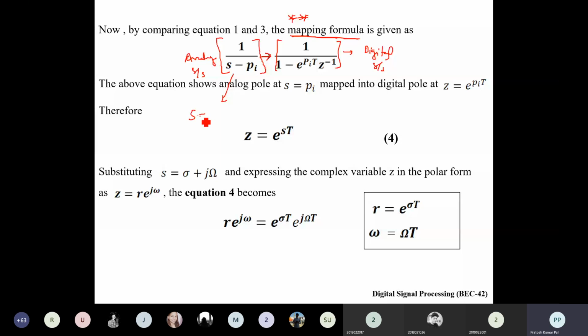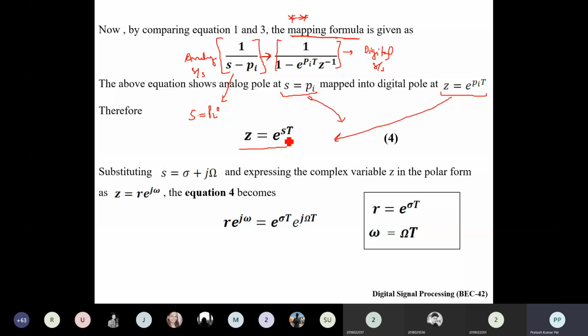Okay. Similarly, the location of poles will be given by equating this to 0. Once we equate this to 0, z will be equal to e to the power pi into t. So s is equal to this pi, and z equals e to the power pi into t. So this pi value should be the same in both cases. This pi here is also the same.